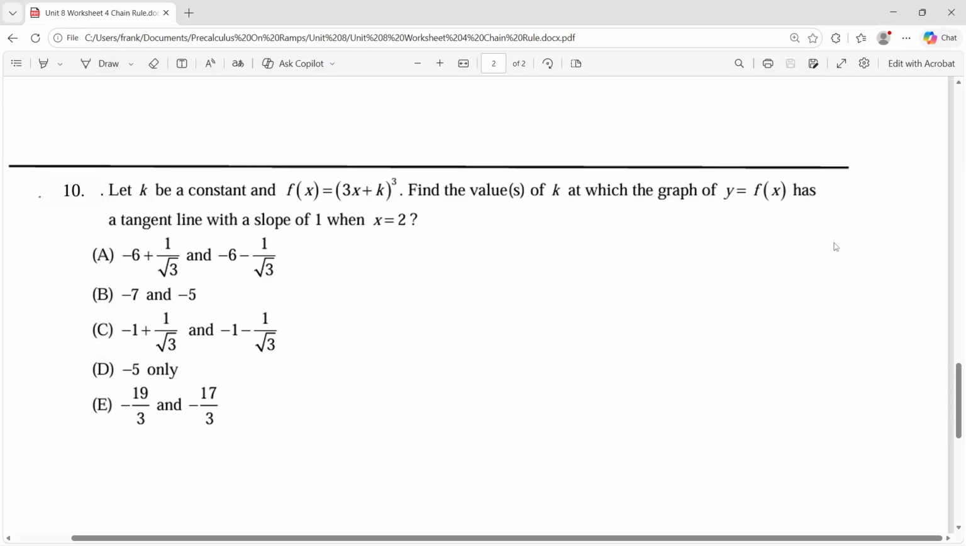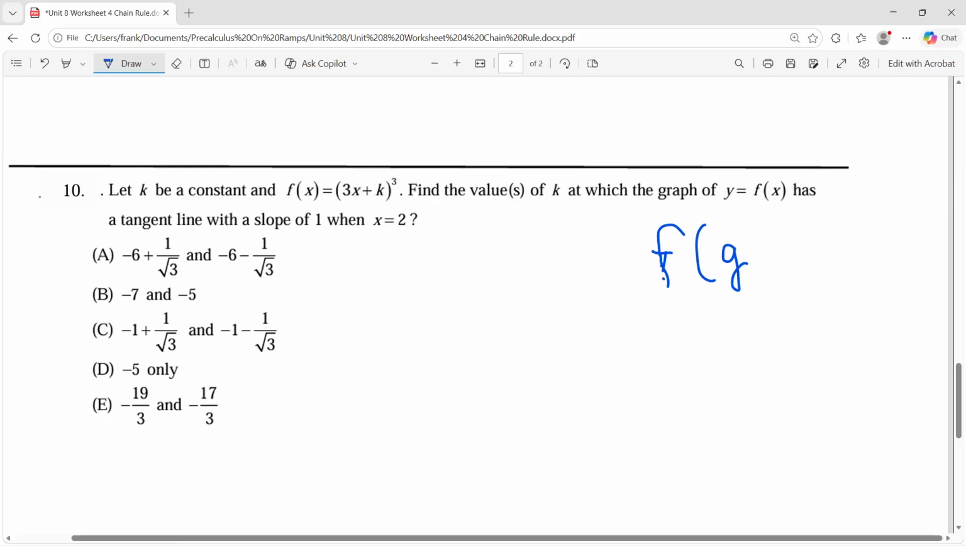This is Precalculus on-ramps, Unit 8, chain rule. We've got an interesting one, I think I'll do a couple of these. And remember, chain rule is if there is some kind of composite function, and it could be many composite functions, if you have f of g of x. Let's say that's the function h of x, and I want to find the derivative of it.